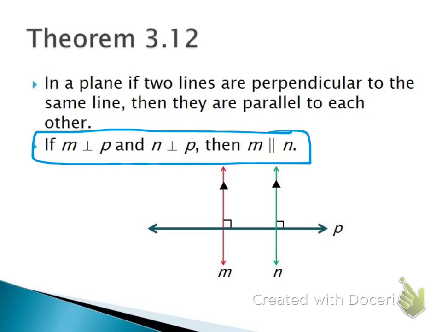So theorem 3.12, the long way of stating it is that in a plane, if two lines are perpendicular to the same line, then they are parallel to each other. For this diagram, we would say that if M is perpendicular to P and N is perpendicular to P, then we know lines M and N are parallel to each other.